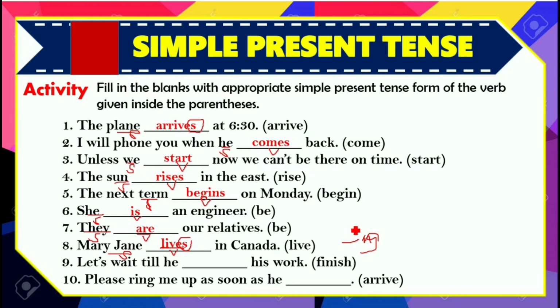Number 9, let's wait till he blank his work. What's the answer? It is finishes. Let's wait till he finishes his work. He is our subject. Our verb is finishes. We added an es because our subject is singular, so we need a singular verb. Number 10, please ring me up as soon as he blank. What's the answer? It is arrives. Please ring me up as soon as he arrives. So where is our subject? He, and our verb arrives. Again, we have added an s to make it singular because our subject is singular.